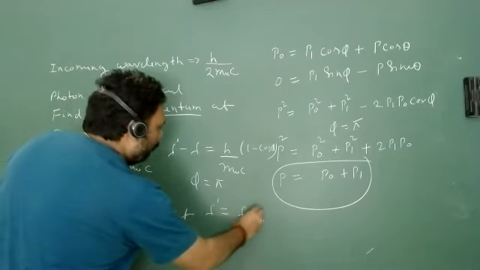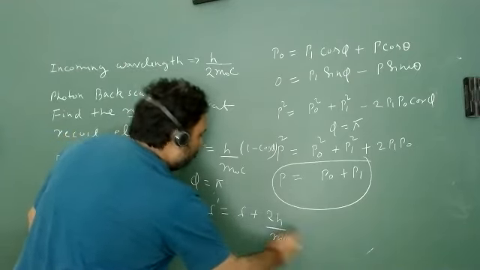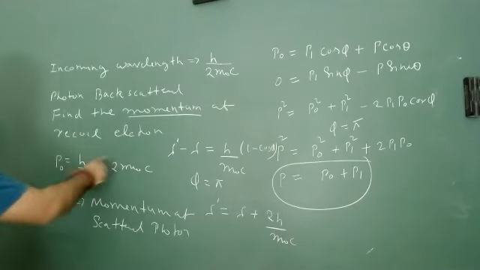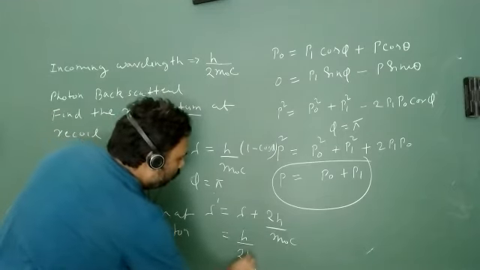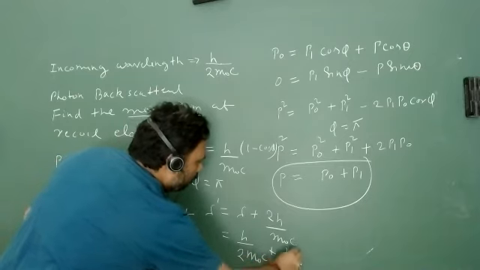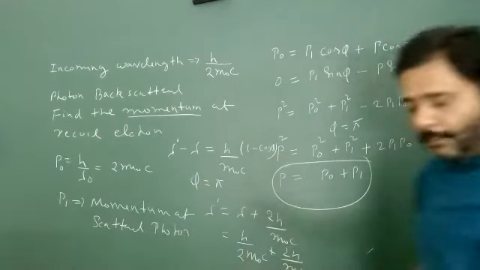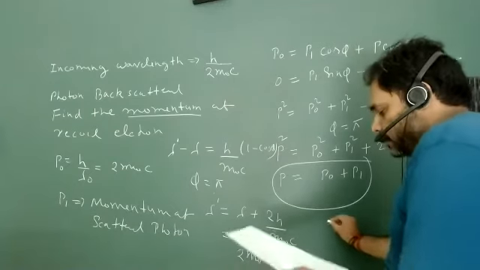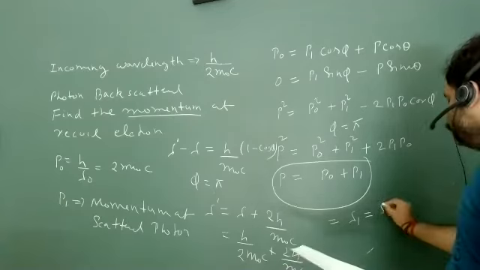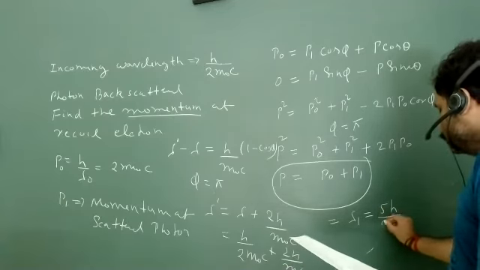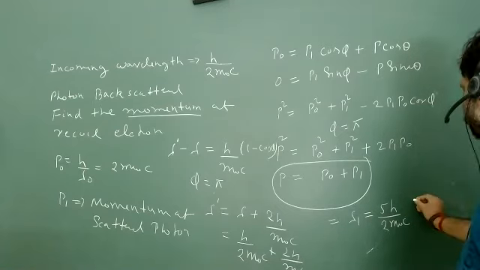Lambda dash is equal to lambda plus 2h upon m naught c, and what is lambda? Lambda is given as h upon 2 m naught c, so this is h upon 2 m naught c plus 2h upon m naught c. So you can just get this particular value. I have calculated this value. This value will tell you lambda 1 is equal to 5h upon 2 m naught c, and from there we can get the value of P1.